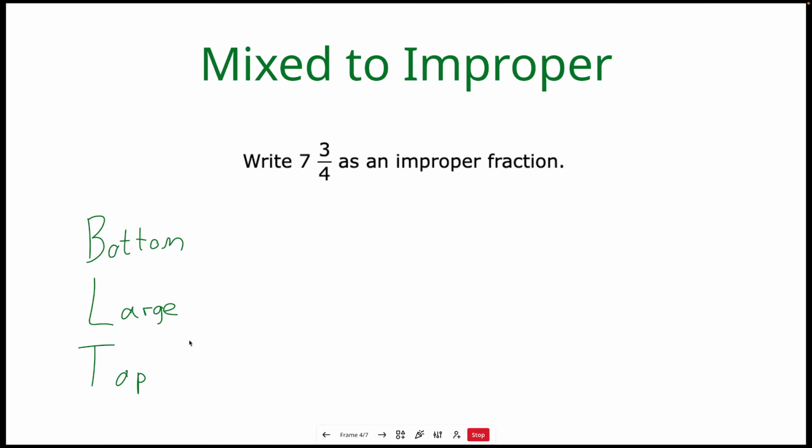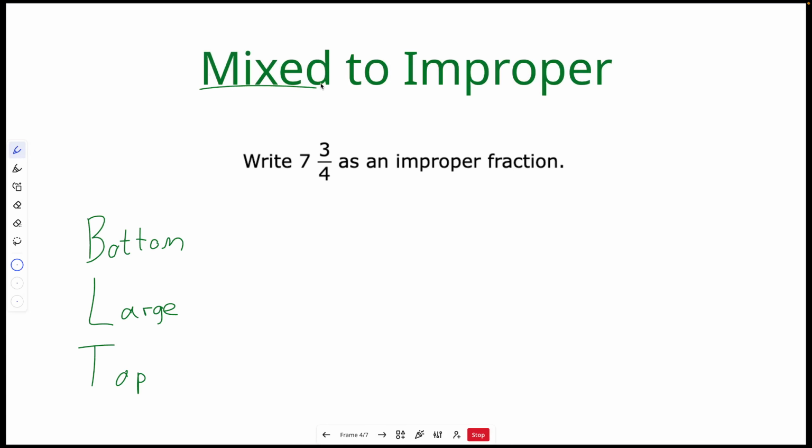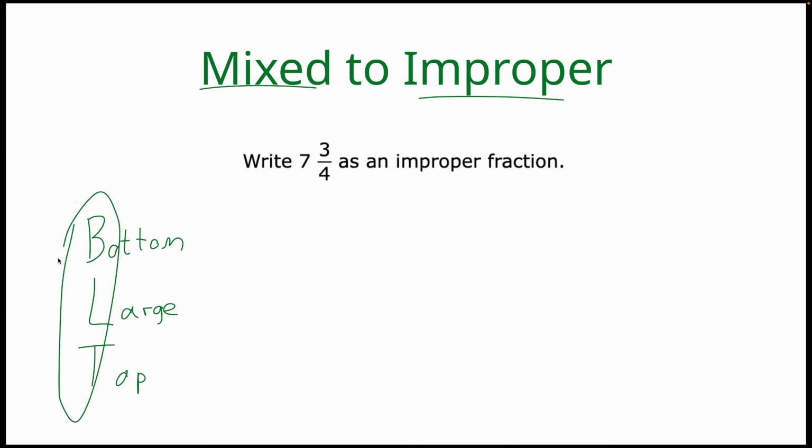Here we go. We're going to start with converting a mixed number to an improper fraction. A mixed number is this right here, and it's called a mixed number because it has a regular number mixed with a fraction. To convert it to an improper fraction, I like to use the BLT method. Most people think of bacon, lettuce, tomato. I think of bottom, large, top.